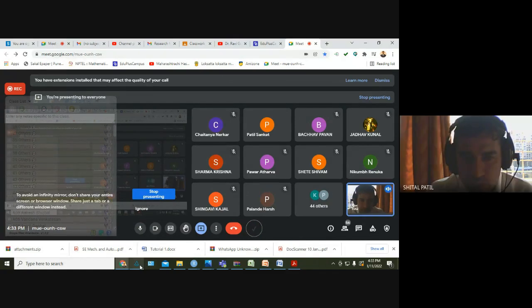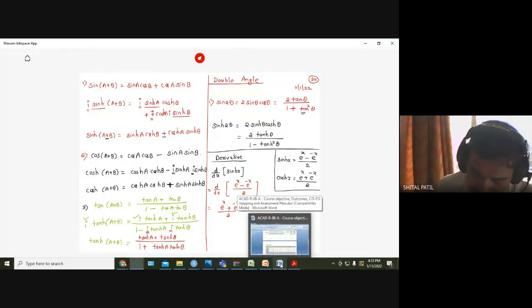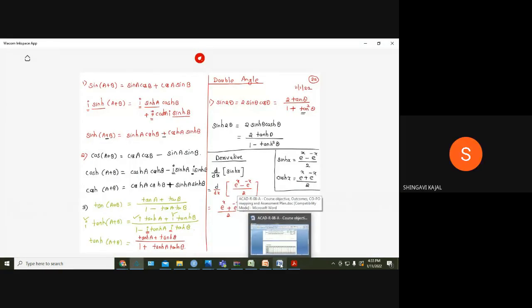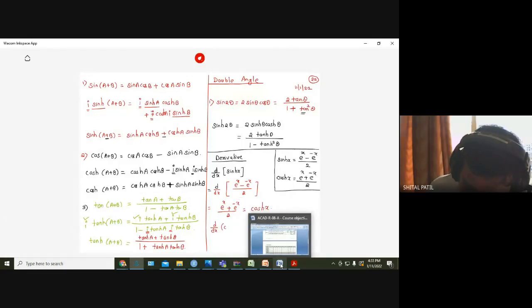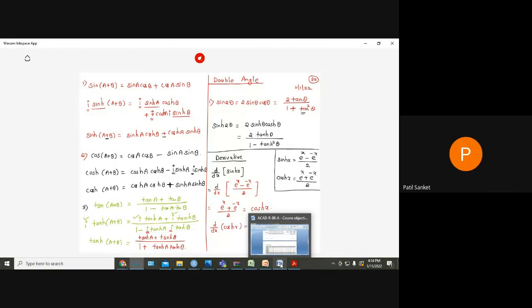Have you obtained the derivative of cos hyperbolic? Yes, sir. Sine hyperbolic. So see, d/dx of cos hyperbolic of x is plus sine hyperbolic of x.